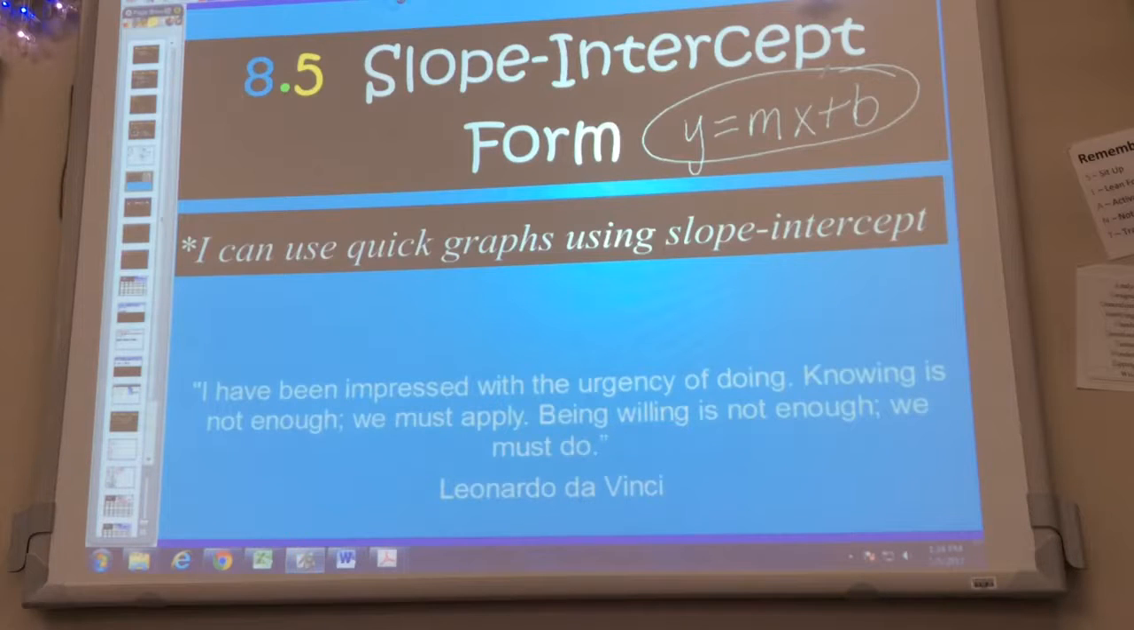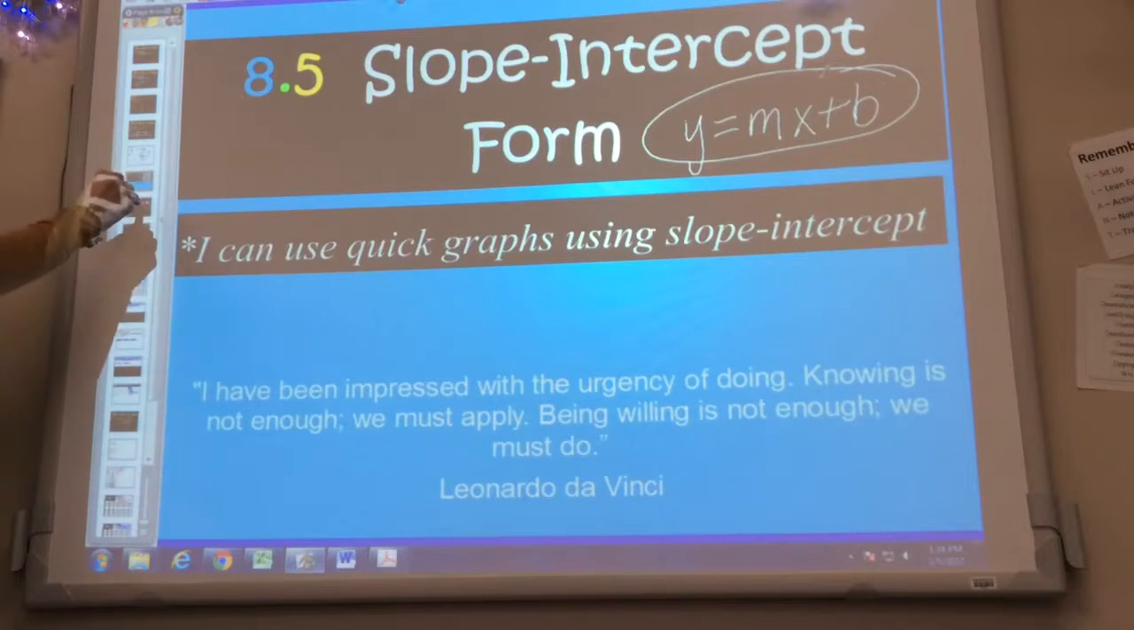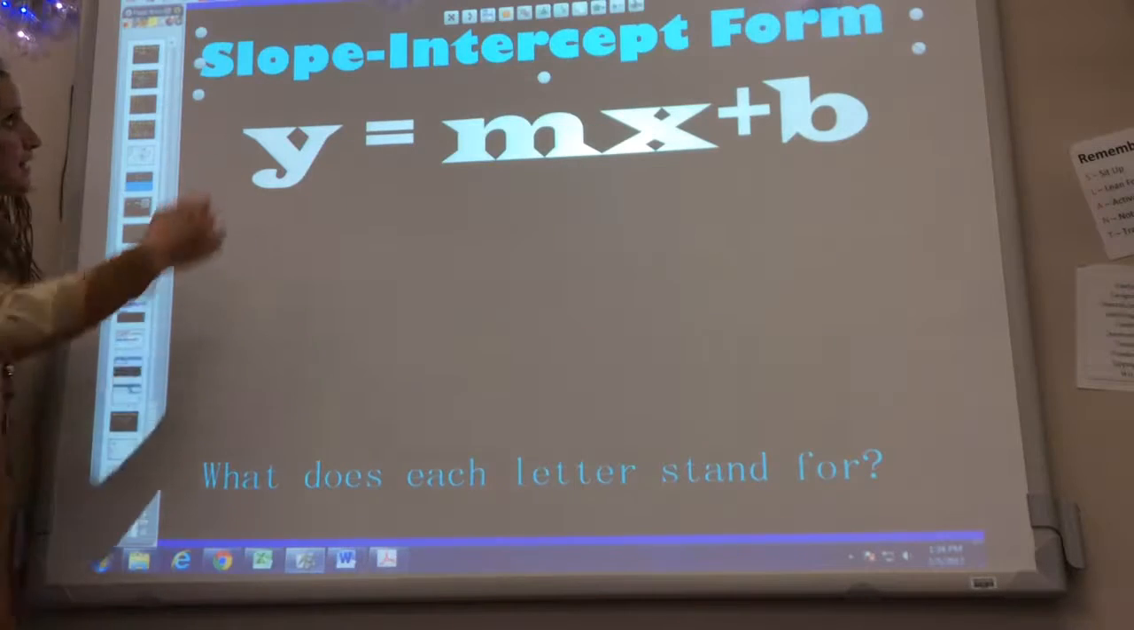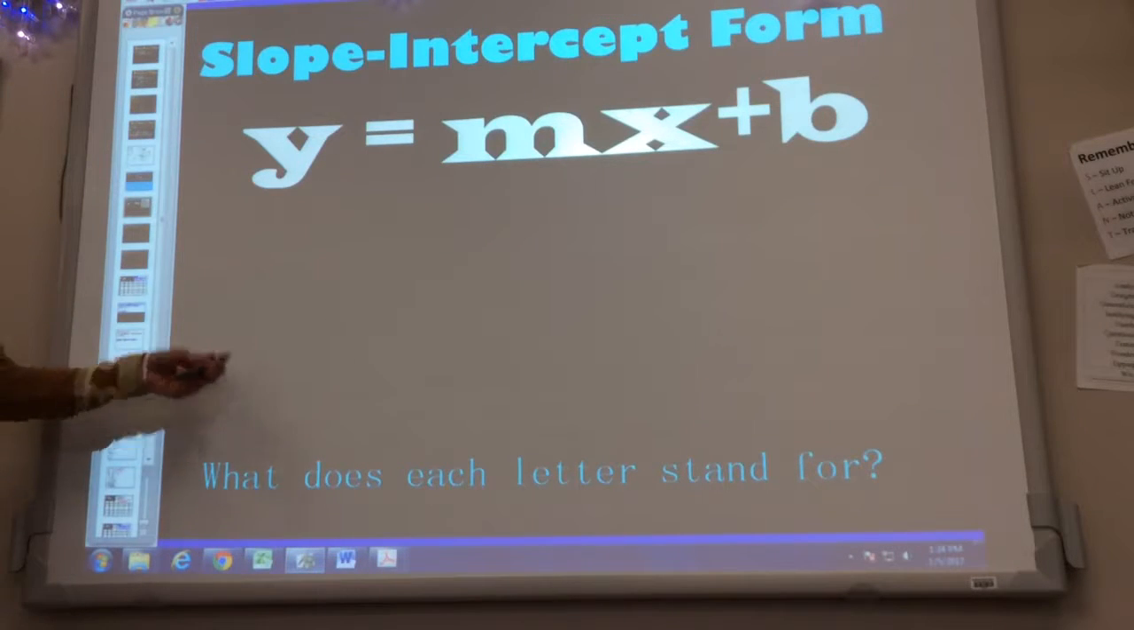Y equals mx plus b. And it's one of my favorites, okay? It helps us graph very quickly, all right? And once again, we call that slope-intercept, and I'm just going to change this background real quick so you can see it. So it's called slope-intercept form, y equals mx plus b.